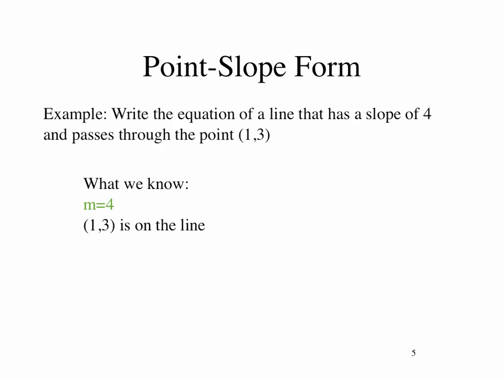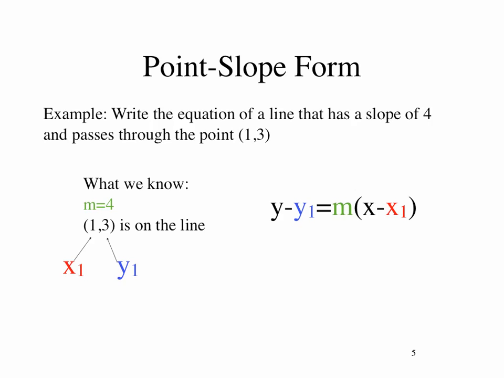This example should help you see how to use point-slope form. Suppose a problem said, write the equation of a line that has a slope of 4 and passes through the point (1, 3). What do we know in this problem? Well, we know that the slope of the line is 4, so m equals 4, and we know one point, (1, 3), on the line. We're going to call the x-coordinate of the one point we know x1, and the y-coordinate of the one point we know y1, and then we're going to plug in what we know. We know m, x1, and y1 into point-slope form.